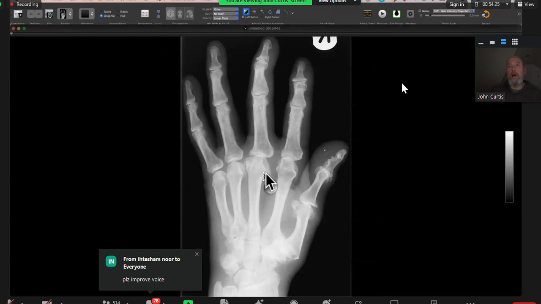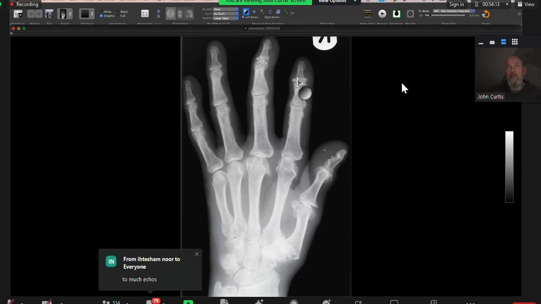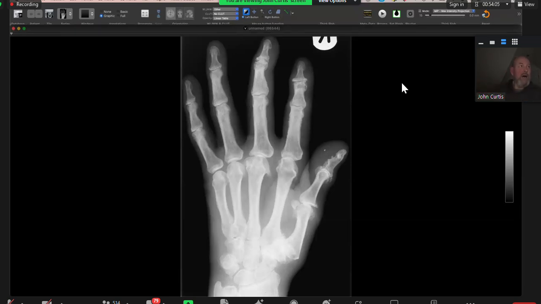CPPD: hook-like osteophytes at the second, third, and to a lesser extent the fourth metacarpal heads, TFC calcification, lots of degenerative disease, which is typical of CPPD. And in this case, the hook-like osteophytes suggest hemochromatosis.